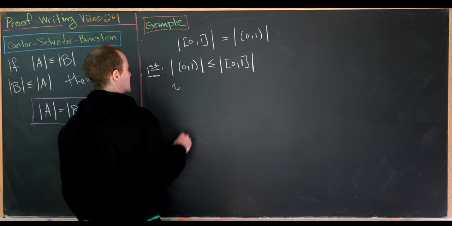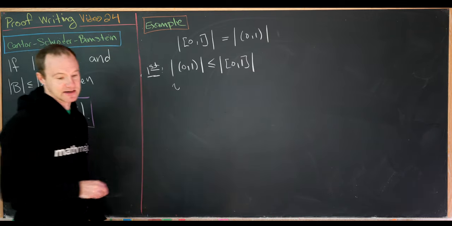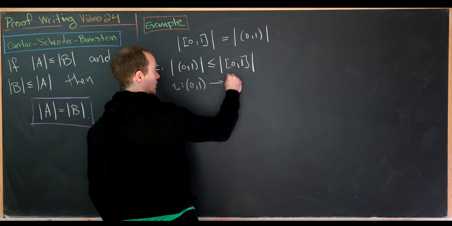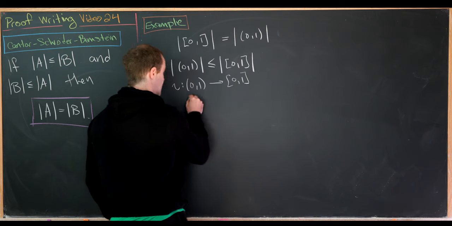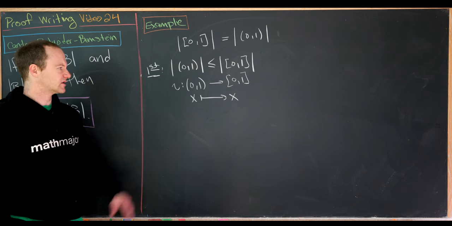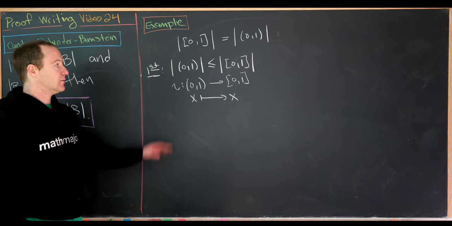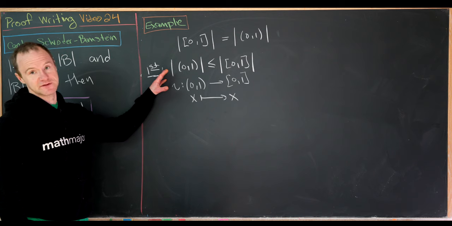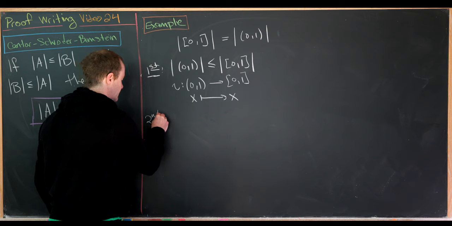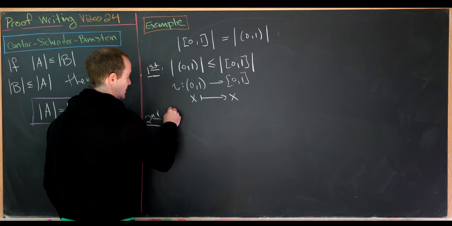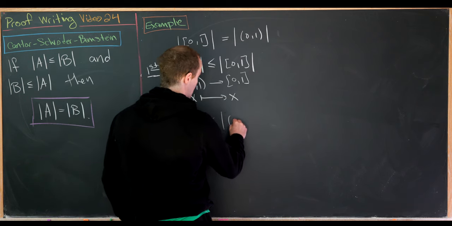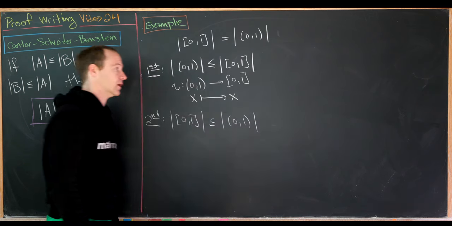We can just use the inclusion map, which is generally written as an i, and this takes, like I said, the open interval (0, 1) to the closed interval [0, 1], and it just takes x to x. So this is clearly an injective map, and it being an injective map proves this cardinality condition. Okay, so now let's prove the second direction, so that the cardinality of [0, 1] is less than or equal to the cardinality of the open (0, 1).